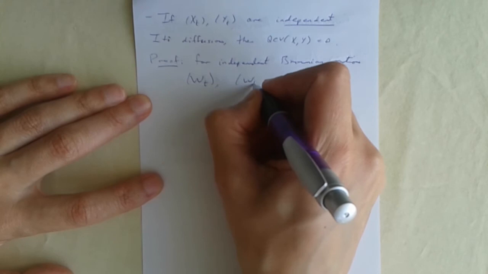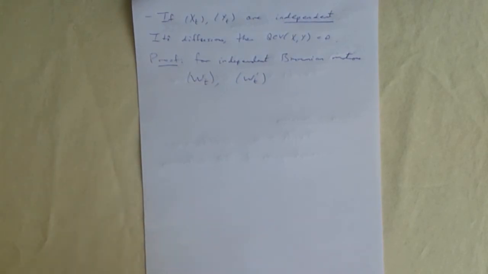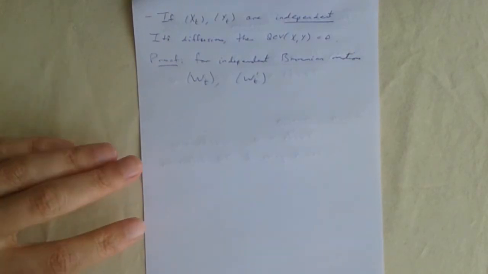W_t, and what shall we call the other one? W_t prime. If you want, you can, as an exercise, go through these arguments for the general Ito diffusion instead of just for a Brownian motion. If you try that, you'll find that it's essentially the same, but with more writing to keep track of everything.